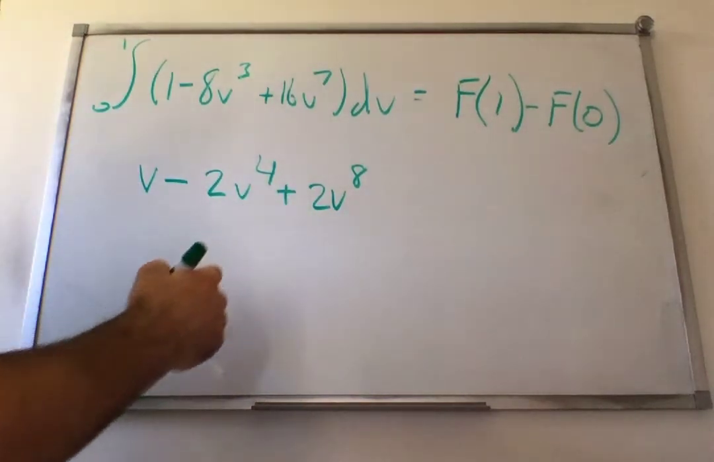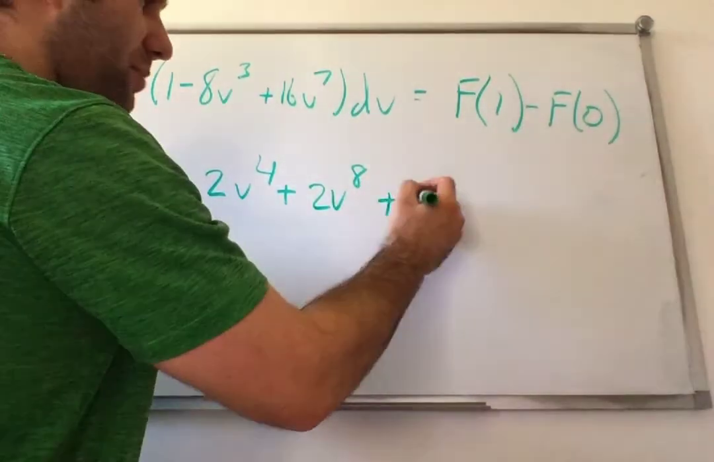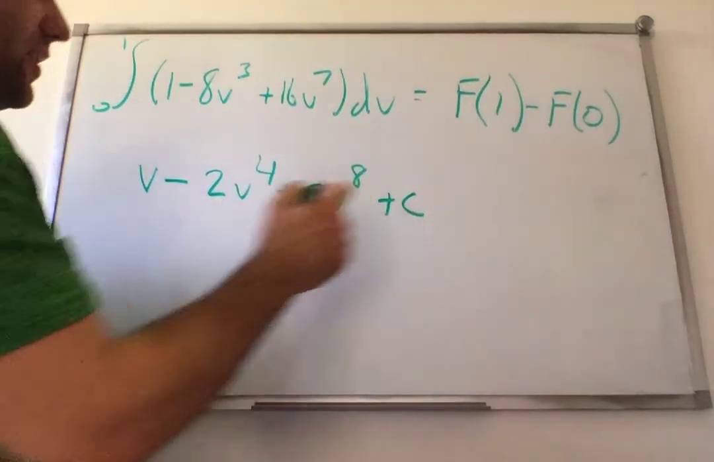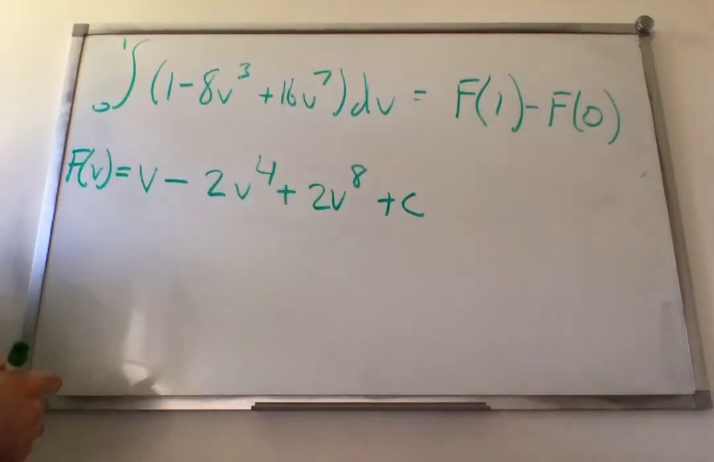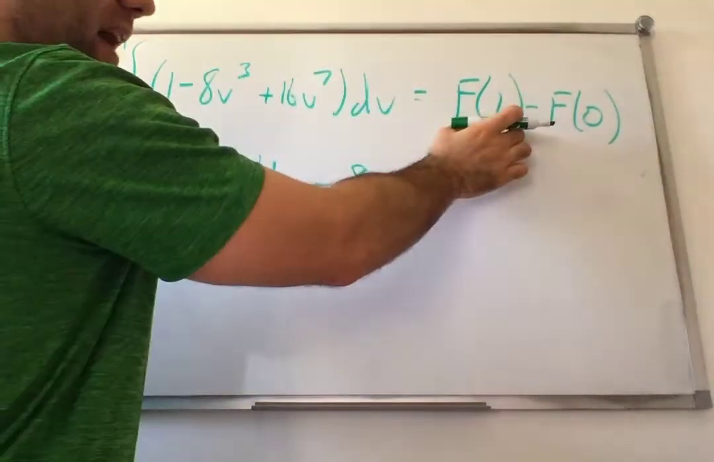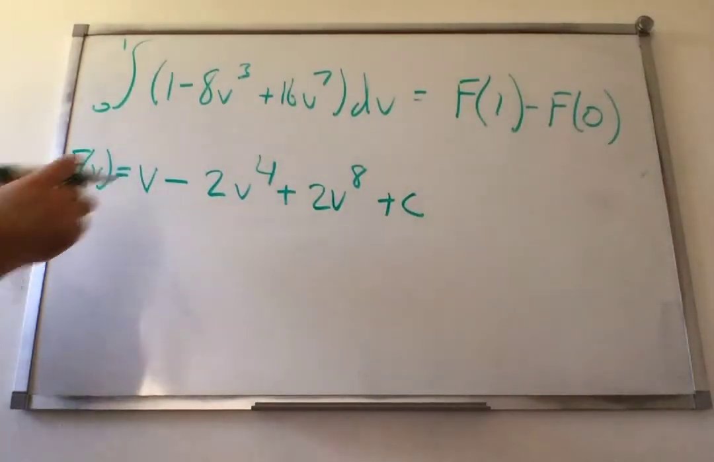Now, if you remember back to when we talked about antiderivatives, anytime we found an antiderivative, we had a plus c right there. So where did it go? Okay, I didn't show you it on the last example because I forgot. Let's talk about it right now. We do have this plus c. So this is f of v. This is our antiderivative. So now to evaluate this integral, we need to find f of 1 minus f of 0.